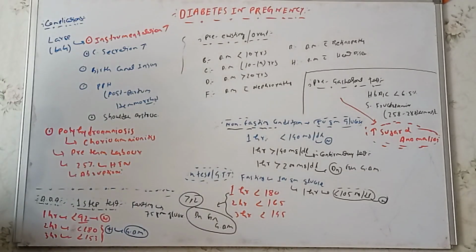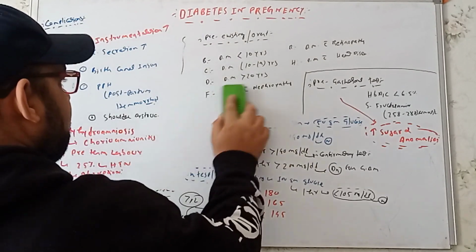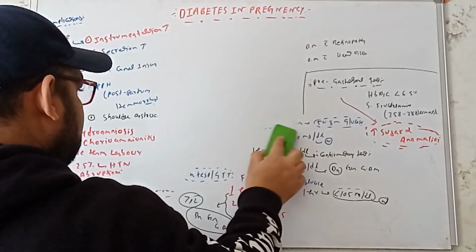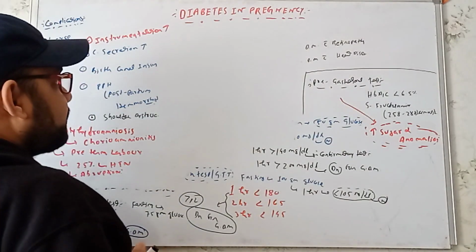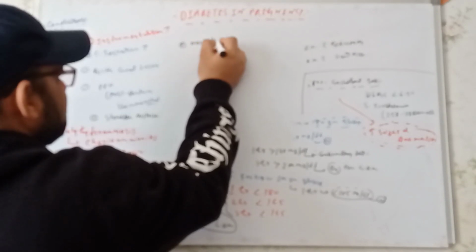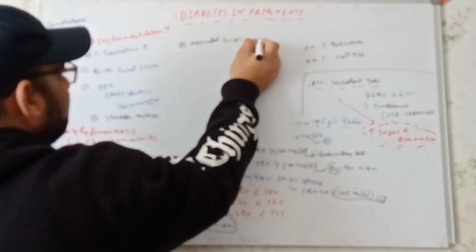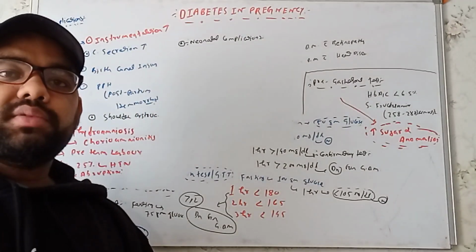Okay, now we'll talk about the complications from the neonatal point of view. It's very important. So, neonatal complications. Now see, what type of complications will we get in terms of the neonates?